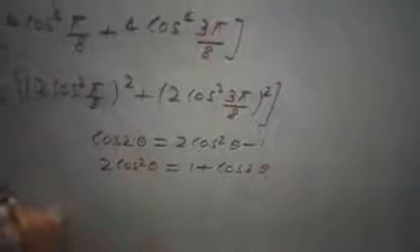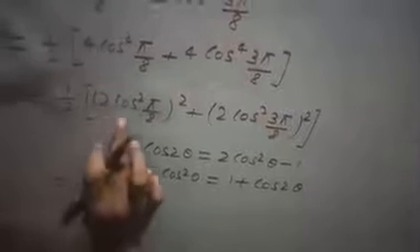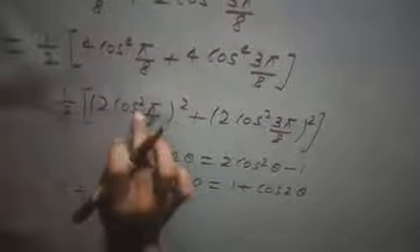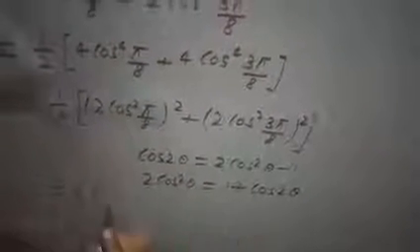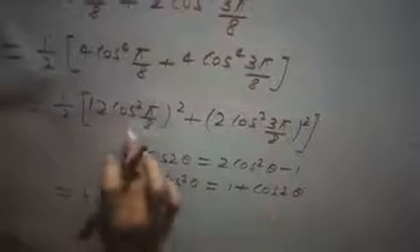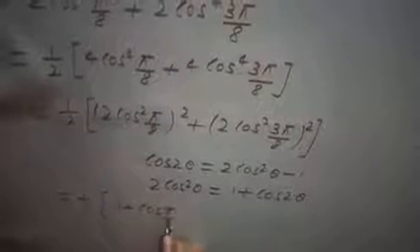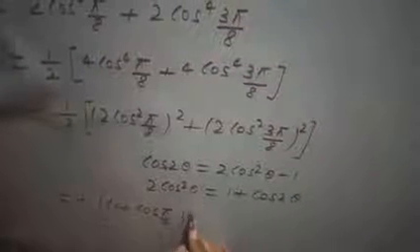So if we write like that, here 1 by 2, in place of 2 cos square pi by 8, so there should be a 2. So what can we write? 1 plus cos 2 theta. Theta is pi by 8, so there will be a pi by 4 whole square.